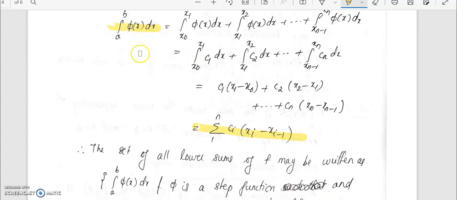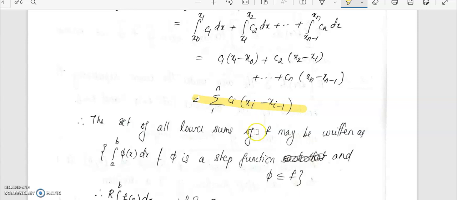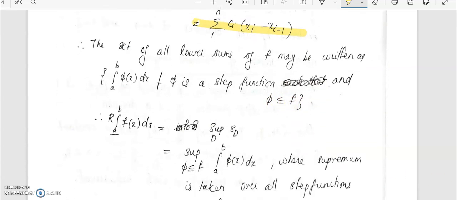So, if you have a step function such that phi is less than or equal to f, then integral a to b phi of x dx will be representing the lower sum. So that is given by integral a to b phi of x dx. So the set of lower sums may be written as integral a to b phi of x dx, such that phi is a step function and phi is less than or equal to f. So collect all the step functions on closed interval a b such that phi is less than or equal to f. That will be the lower sums of f on closed interval a b.